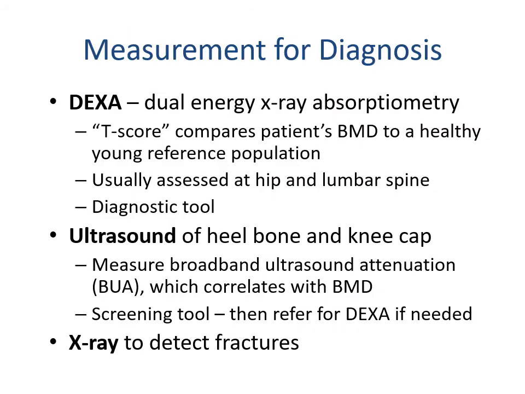Now looking at the measurement for diagnosis to determine if somebody does have bone disease. So we have our DEXA, or dual energy X-ray absorptiometry. And this has a T-score, which helps us compare patients' bone mineral density to a healthy young reference population. And usually we're focused on the hip and lumbar spine. And so this is a diagnostic tool. This is how we determine if someone has a bone disease.